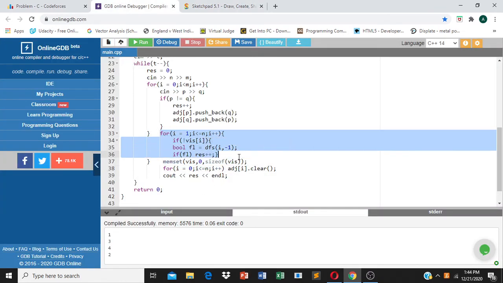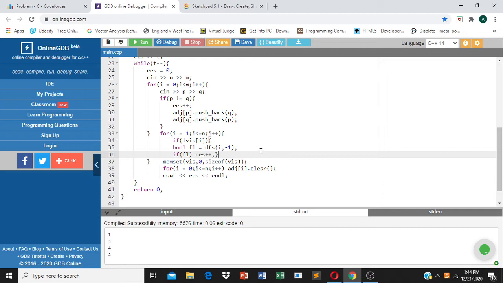For each of the nodes I will check; you can Google how to calculate the cycles in a graph with several components. I did exactly that. Here I'm checking how many cycles there are in the total graph components, and finally I will just get the answer. That's how you're going to be doing this.